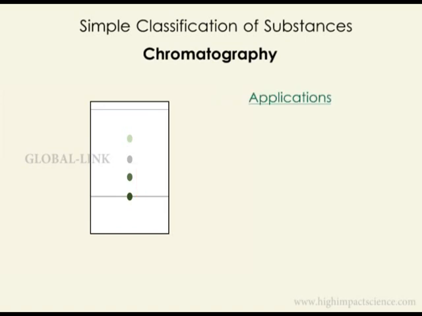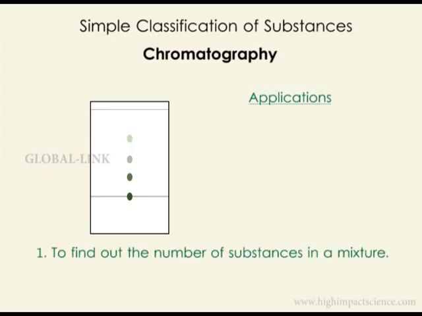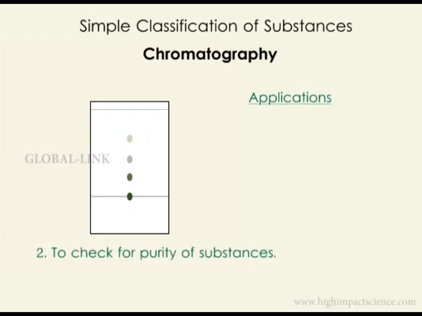Chromatography is used in three things. First, to find out how many substances are in the mixture. In this case, we said it's 3 because we had 3 components. Secondly, to check for purity of substances. Pure simply means it contains only one substance. So if it separates only into one spot, then it's a pure substance. Ours was not pure.